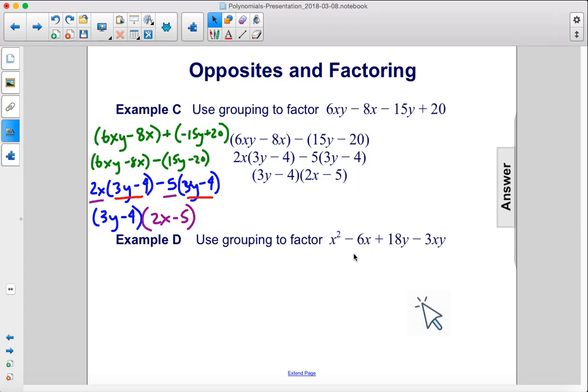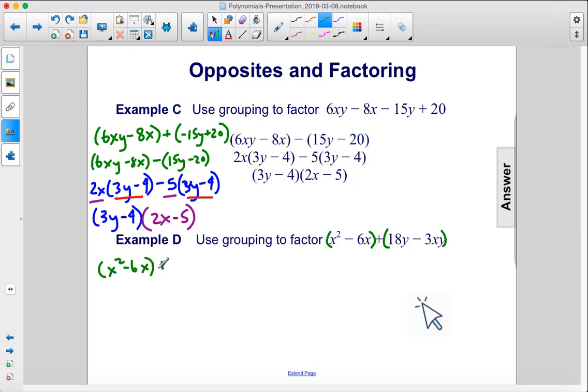Use grouping to factor x squared minus 6x plus 18y minus 3xy. All right, here we are also going to group 2 by 2. And so I'm going to rewrite this over here. X squared minus 6x plus 18y minus 3xy. We're going to factor out the greatest common factors. In this one, that is x, and that leaves us with x minus 6 plus the greatest common factor here is 3y, and that leaves us with 6 minus x.